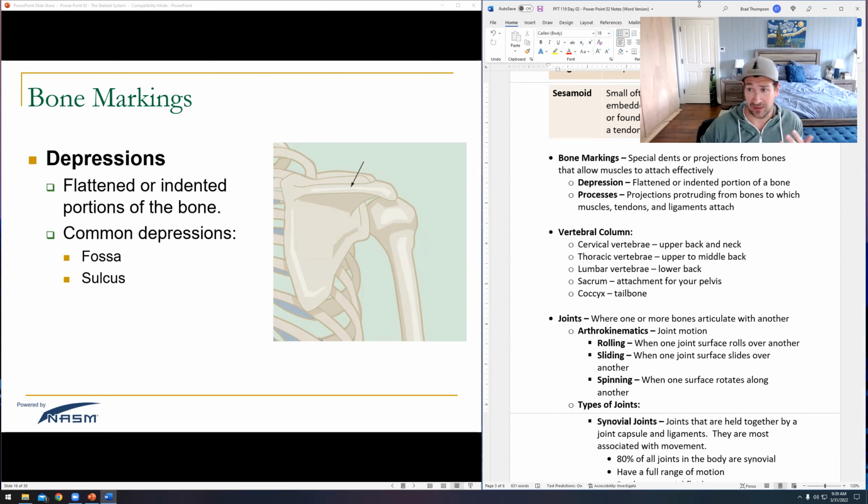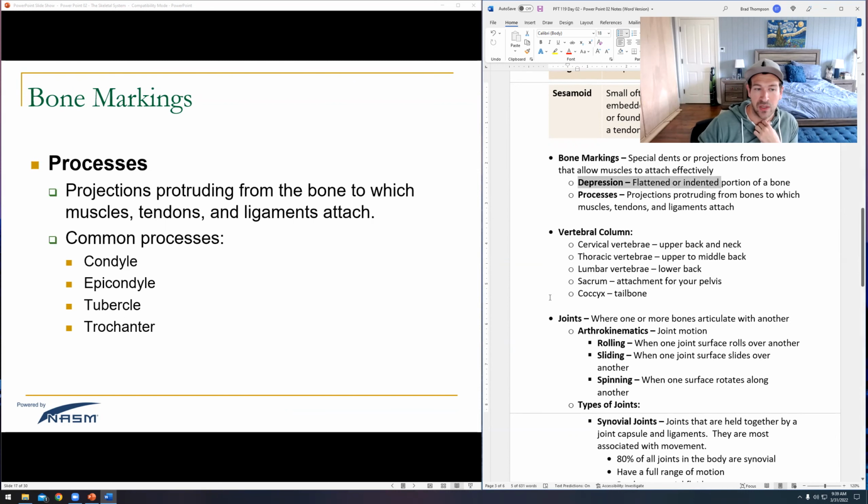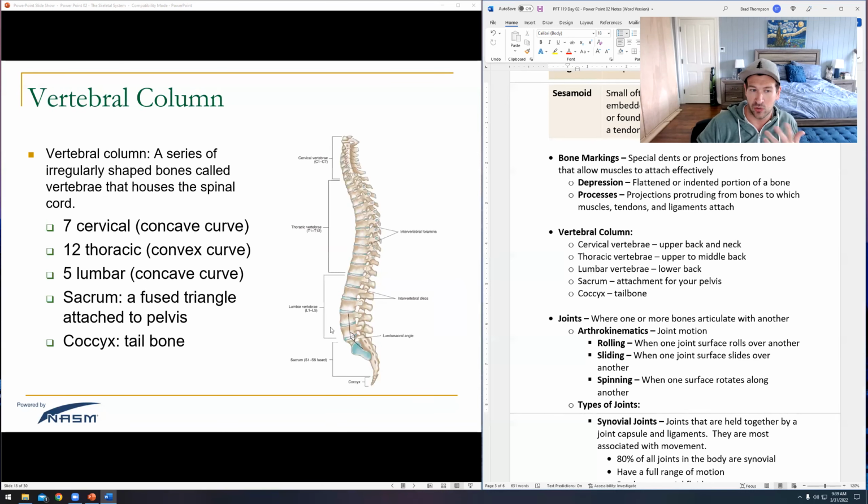Honestly, I like to think of it as rock climbing. You're looking for either a projection from the mountain, or a little dent that you can get your hand in. And so depressions are like the dents. These are either flattened or little indented portions of bones that allow a muscle to have a resting place to get a really good grip. Or you'll have a process, and a process is a projection from a bone that a muscle or a tendon or a ligament can get a really good grip on.